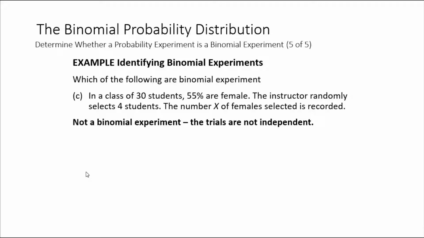Let's look at another example. In a class of 30 students, 55% are female. The instructor randomly selects 4 students. The number X of females selected is recorded.